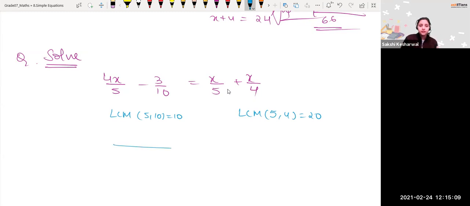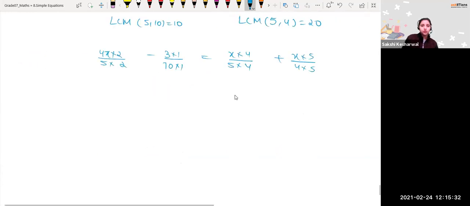So what is the LCM? The LCM is 10, right? So this is going to be 4x into 2 divided by 5 into 2, right? And this is 3 into 1 upon 10 into 1, right? Which is equal to x into 4 upon 5 into 4, right? Plus x into 5 upon 4 into 5, right? So this is the thing written.